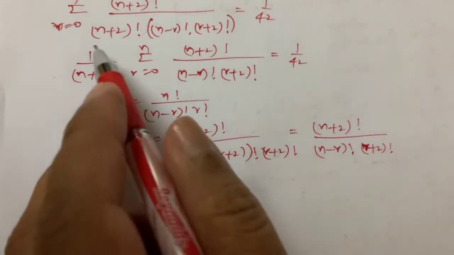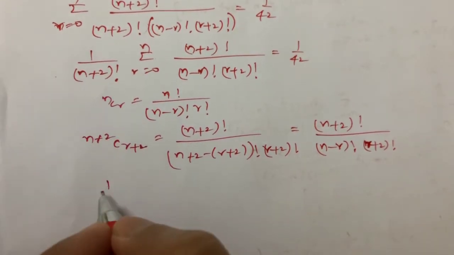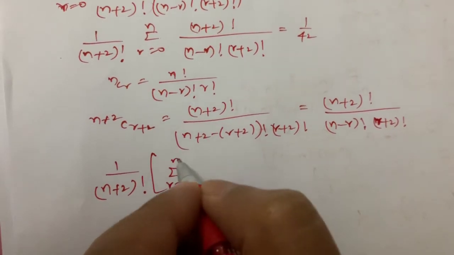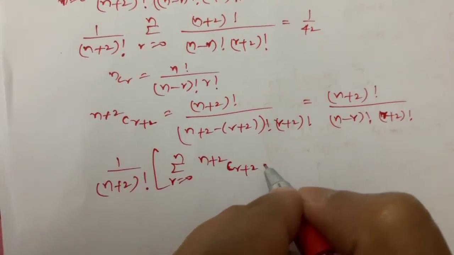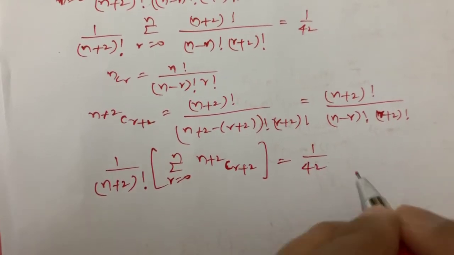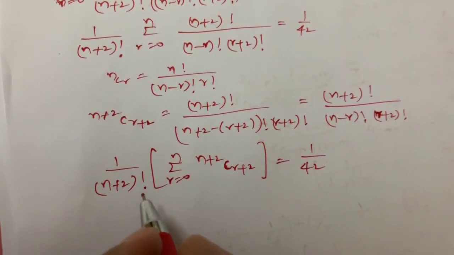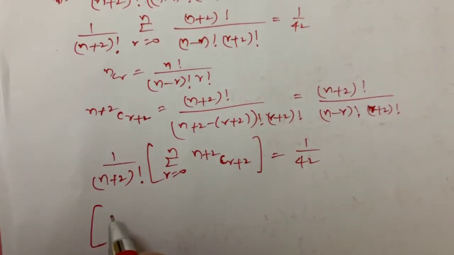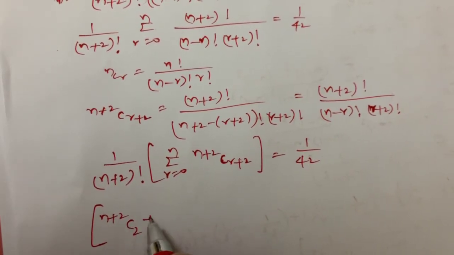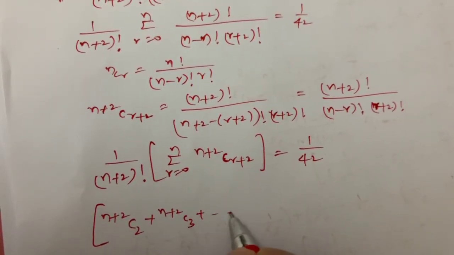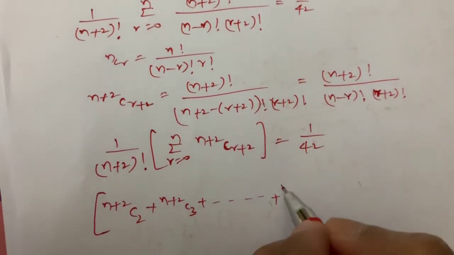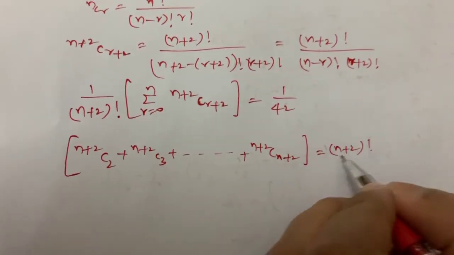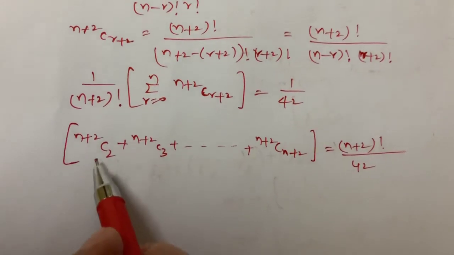So this 1 by (n plus 2) factorial I will keep as it is, and the sum over r equal to 0 to n of n plus 2 c r plus 2 is equal to 1 by 42. So this I will bring to the RHS and will expand this. If I expand this, it will be n plus 2 c2, n plus 2 c3, and so on. If I put r equal to n, n plus 2 c n plus 2, is equal to (n plus 2) factorial by 42. So here two terms are missing, right?